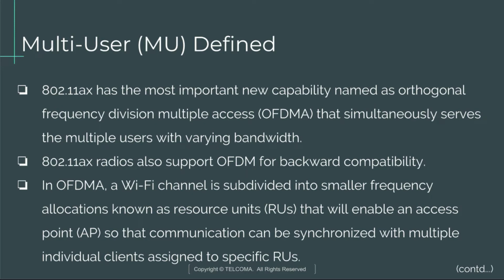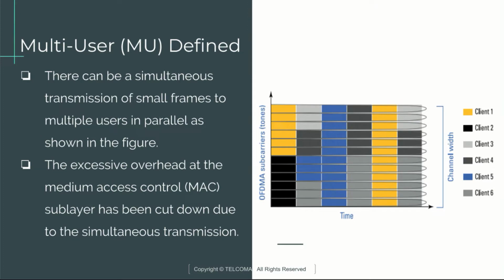802.11ax has the most important new capability, named orthogonal frequency division multiple access, that simultaneously serves multiple users with varying bandwidth. 802.11ax radios also support OFDM for backward compatibility. In OFDMA, a Wi-Fi channel is subdivided into smaller frequency allocations known as resource units that enable an access point to synchronize communication with multiple individual clients assigned to specific RUs. There can be a simultaneous transmission of small frames to multiple users in parallel, as shown in the figure.